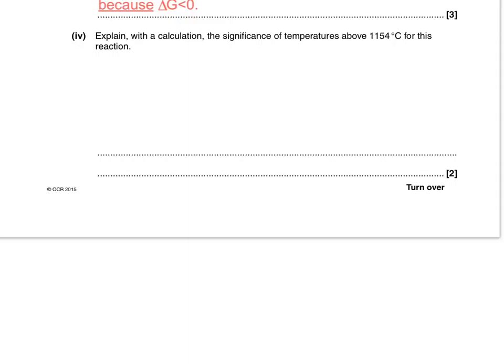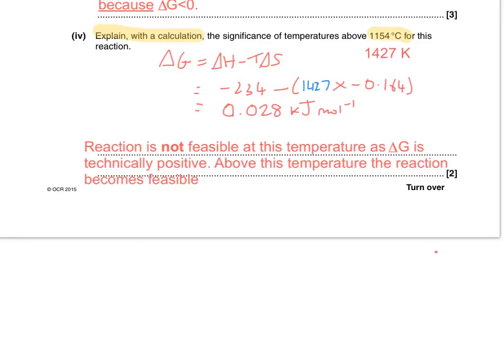And finally, it says explain with a calculation the significance of temperatures above 1154 degrees C. So the first thing you should do is think, what's that in kelvins? I'll give you the calculation again, but this time put 1427 kelvins into the calculation, keeping minus 0.164 as delta S. You get 0.028 kilojoules per mole, which is technically above 0. So above this temperature the reaction becomes feasible, because if the temperature was bigger, then it would drop the delta G value below 0 and the reaction would become feasible.